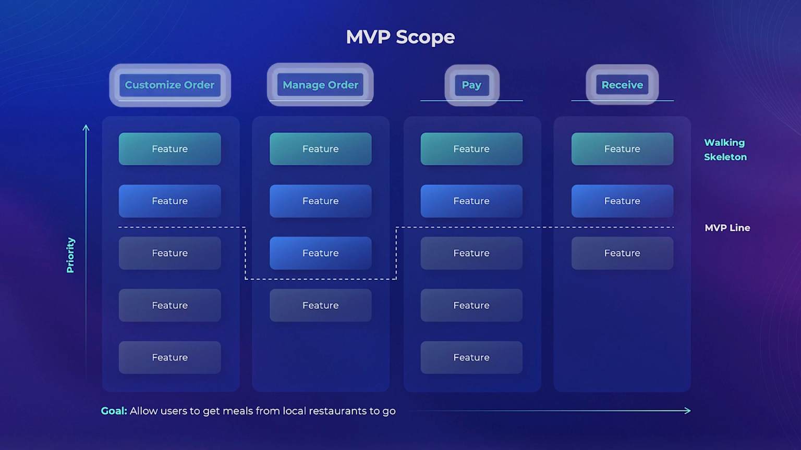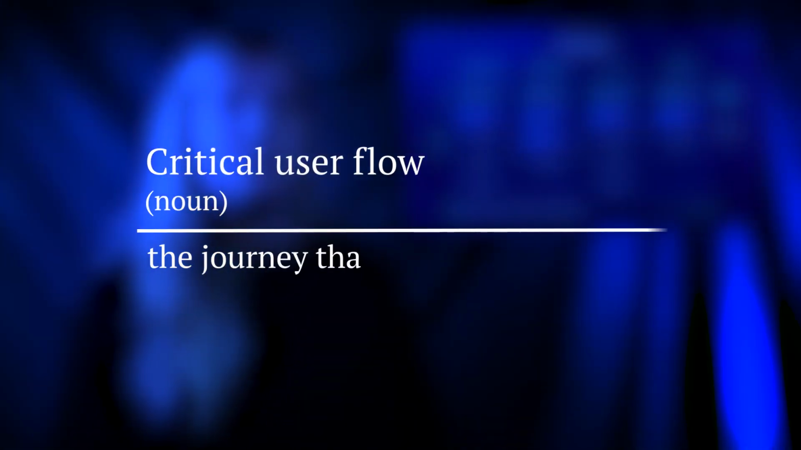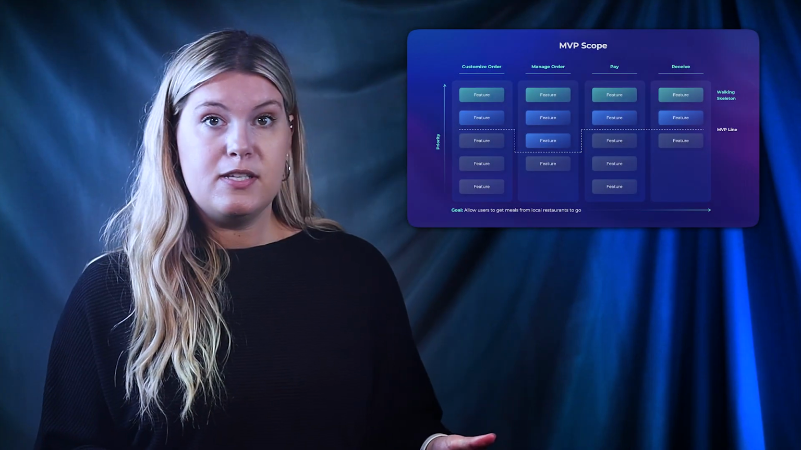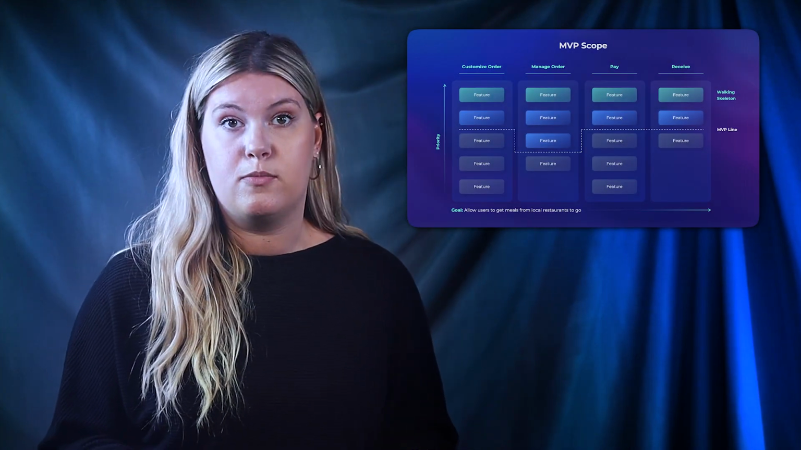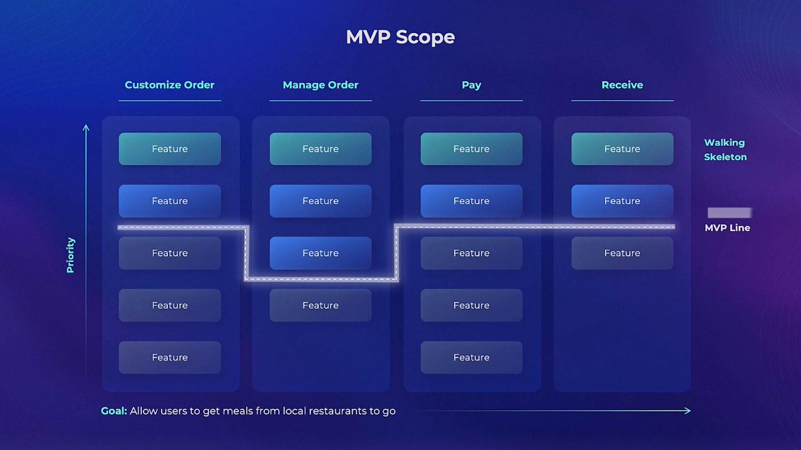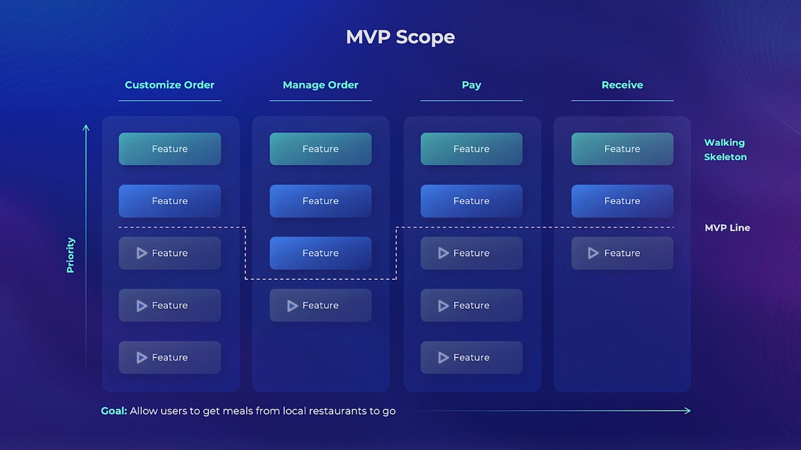The top row represents the critical user flow. This is the journey that users must take in order to get to their jobs to be done. Without this user flow, there would be no functional product. The higher on the chart it is, the more important the feature is. From this list, draw the MVP line for features critical for the product to be functional. Everything below that should be saved for the future.